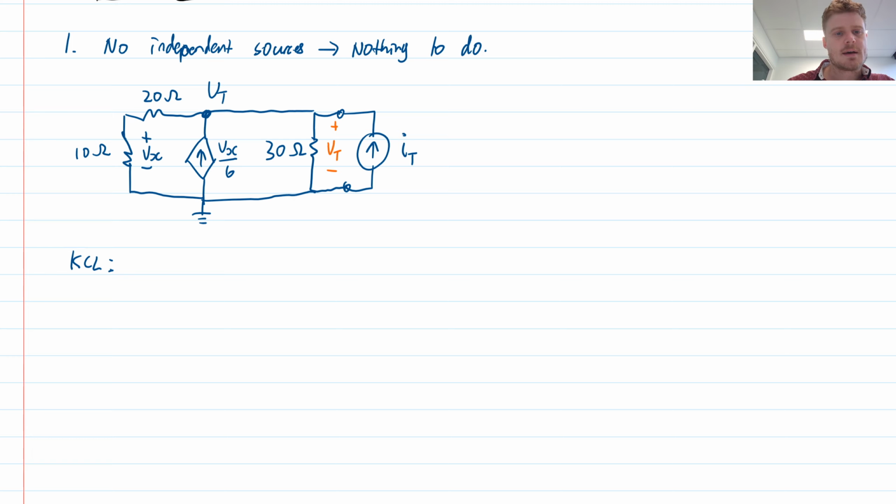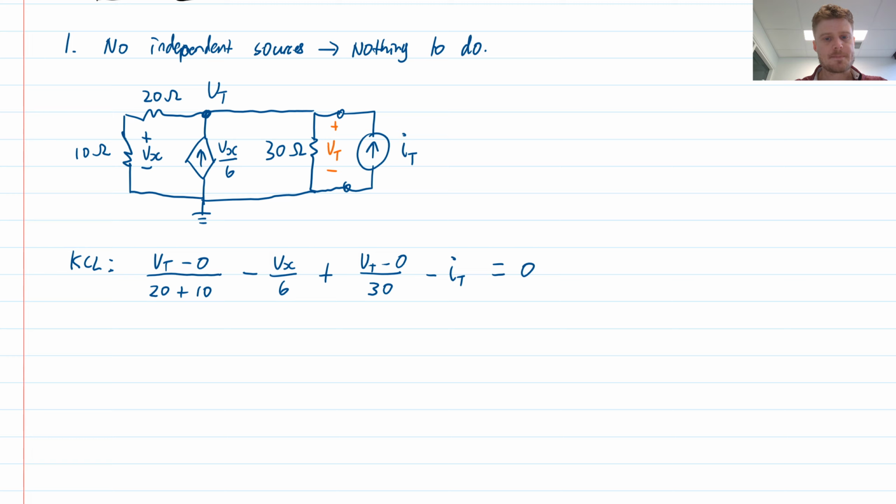So the currents leaving down the left-hand branch will be (Vt minus 0) divided by 20 ohms plus 10 ohms. The current leaving the source, well, actually the current is entering, so it's a negative Vx over 6. And then there'll be a current leaving through that 30 ohm resistor, so that would just be (Vt minus 0) divided by 30. And then of course the test current, which is entering, so I'll write minus It here, and all of that is equal to 0.